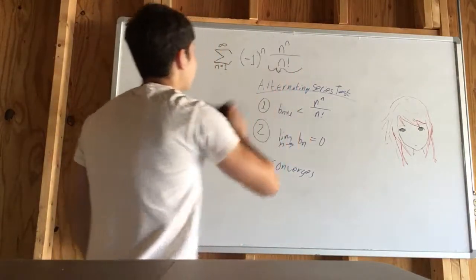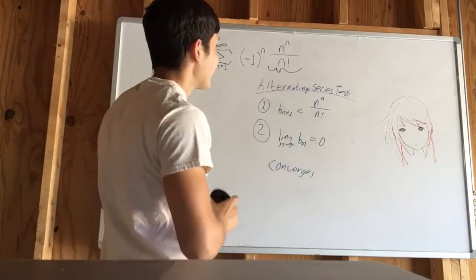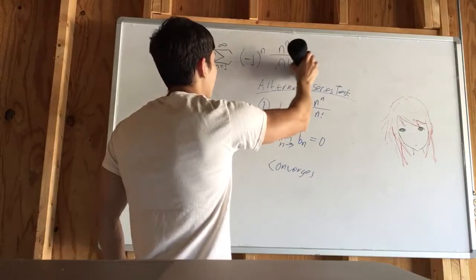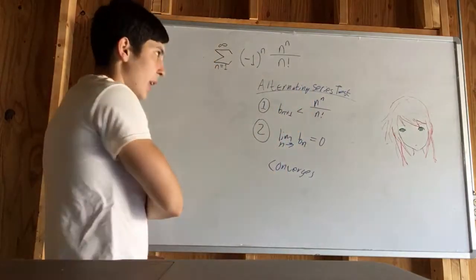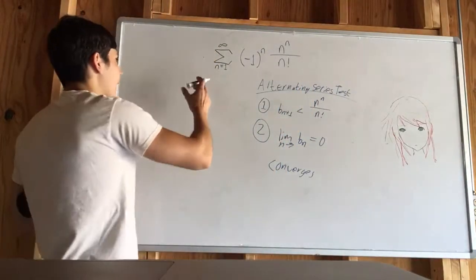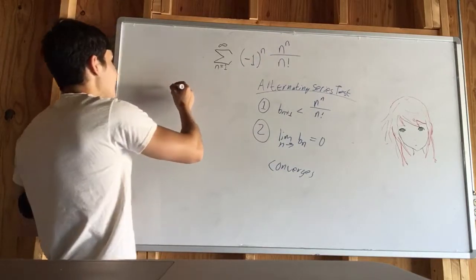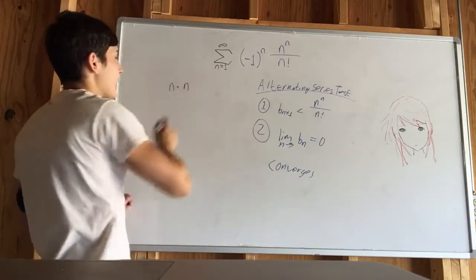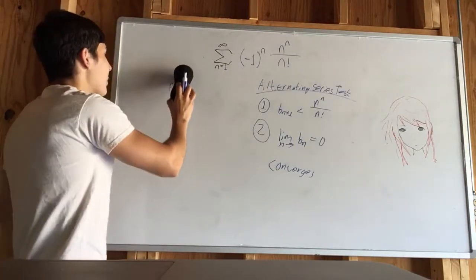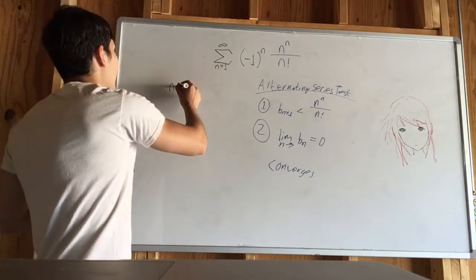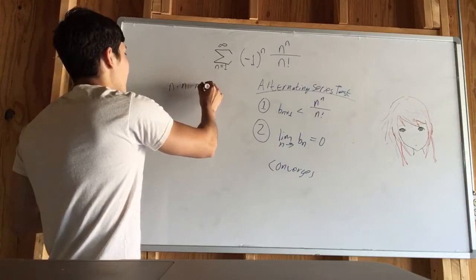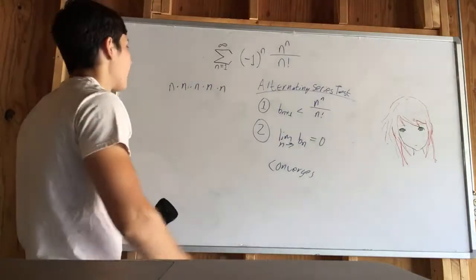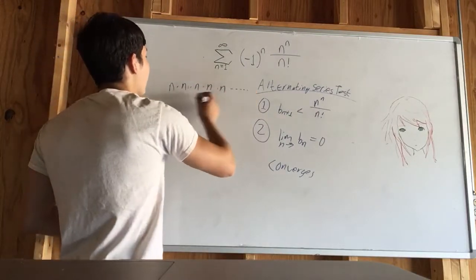Is this b sub n always becoming less with each passing term, is what I mean. So we have to check what that means. What is n to the power of n? N to the power of 2 would be n times n, right? So n to the power of n just means n times n times n times n times n, going on forever.